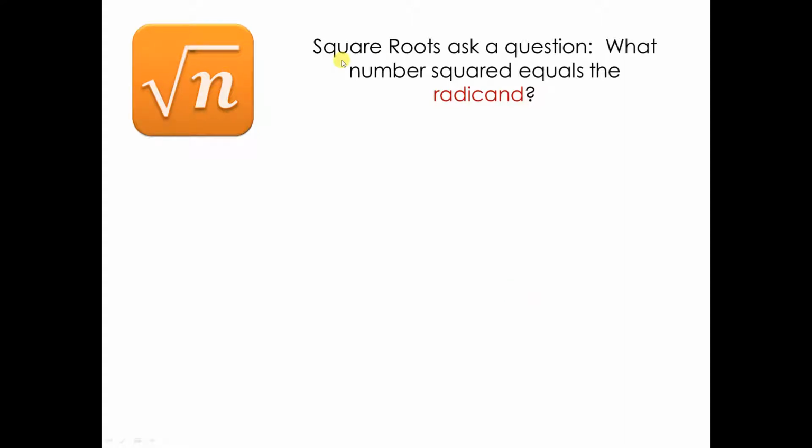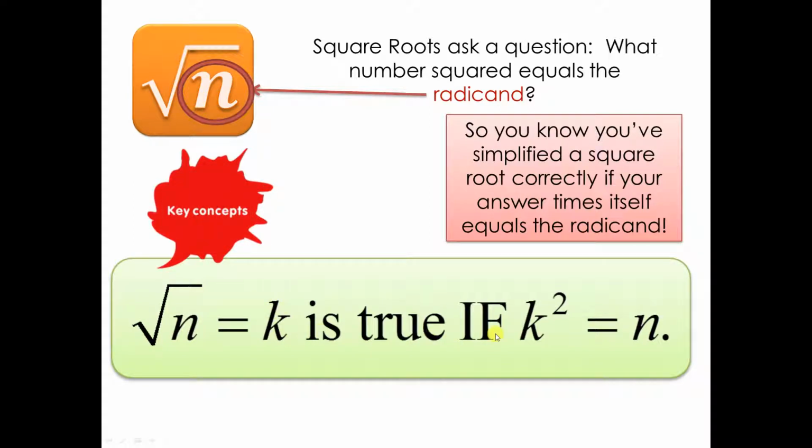Worth repeating. Square roots ask a question. What number squared equals the radicand? And, in case you don't know, the radicand is the number inside the square root symbol. The square root equals a number if that number squared equals the radicand. Yep. Look at this again. Let's make sure this makes sense. The square root of n will equal the number k, only if k squared equals n. Now, n is the radicand.